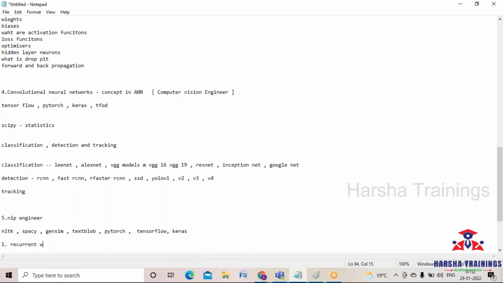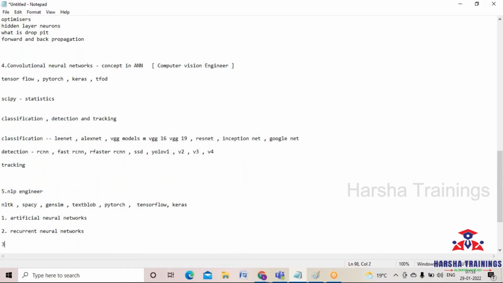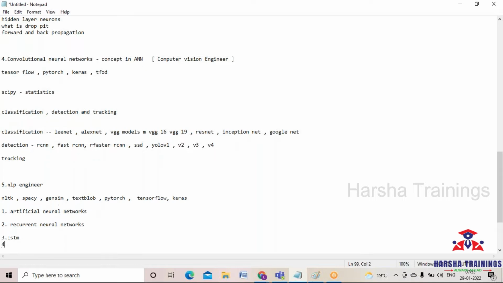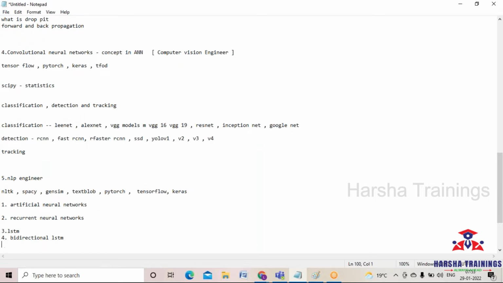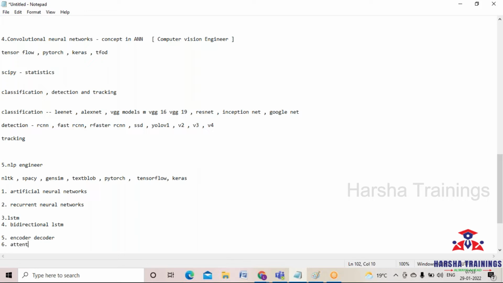Here we'll also learn the basics of artificial neural networks. What is a neuron, single layer perceptron, multi-layer perceptron, what are hidden layer neurons. All these concepts you will learn in artificial neural networks, and then you will see recurrent neural networks, LSTM, bidirectional LSTM. Next one is encoder decoder. Next is attention models, that is self-attention models, autoencoder decoder, all these things you will see here.